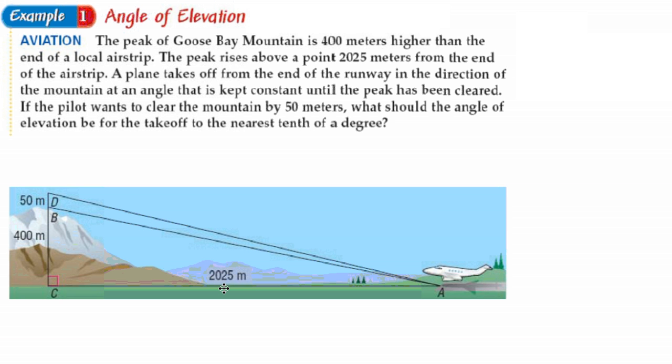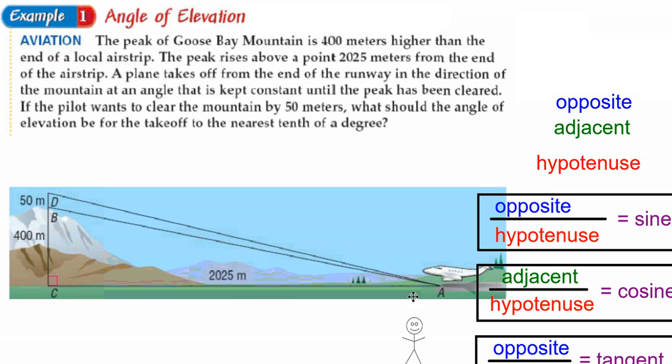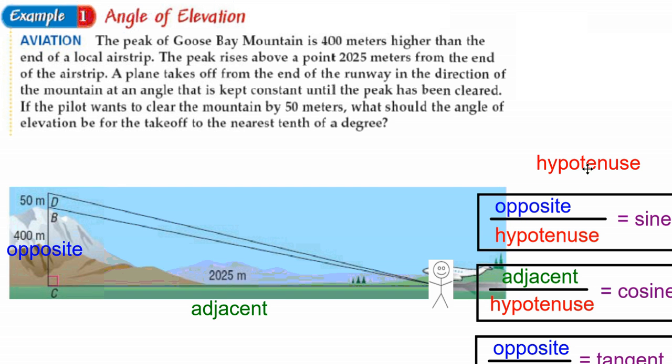So if we start labeling our picture like we did before, where we're standing, our opposite, adjacent, hypotenuse, that will help us figure out what ratio we need to solve. So if we start moving our items into place, again, here's the pilot. The mountain peak we're trying to clear, that's our opposite. Our horizontal distance here is the adjacent, and then we have our hypotenuse here. And the triangle we're going to focus on is our triangle with points C, D, and A. Okay, so we're going to focus on that outer triangle.